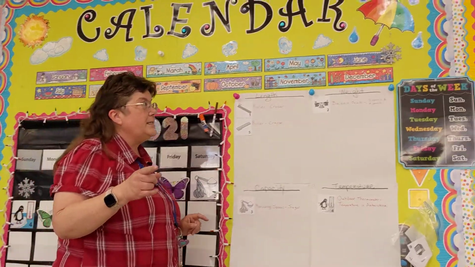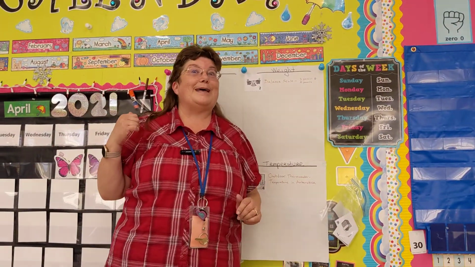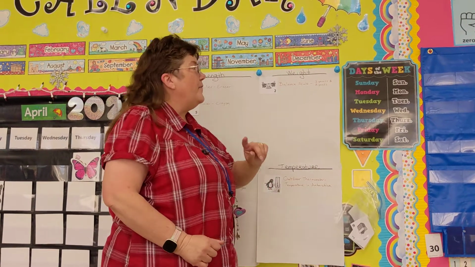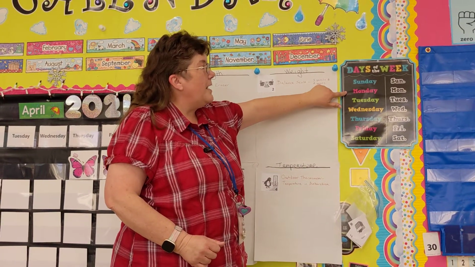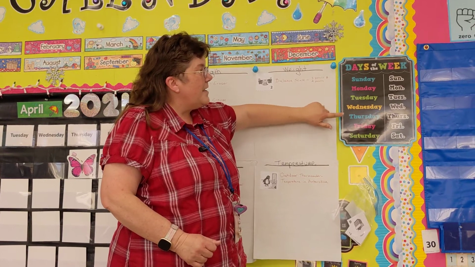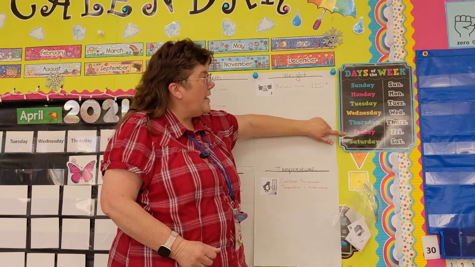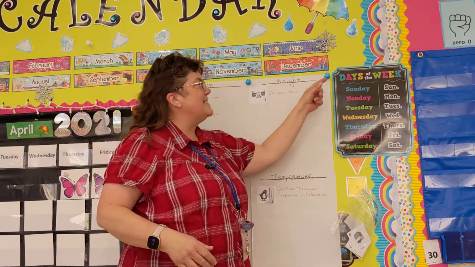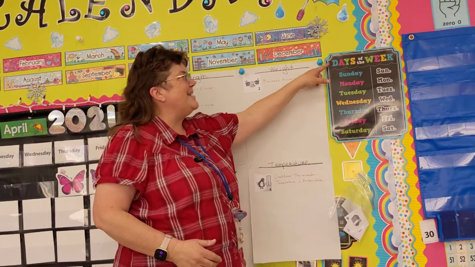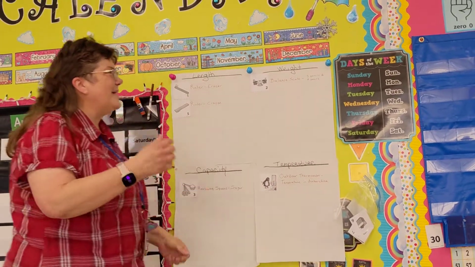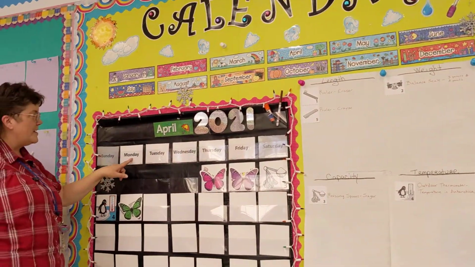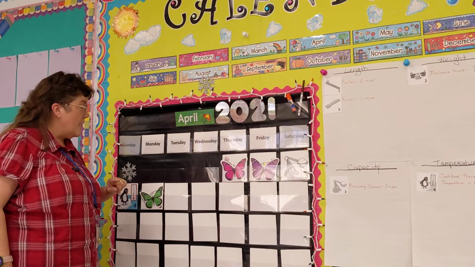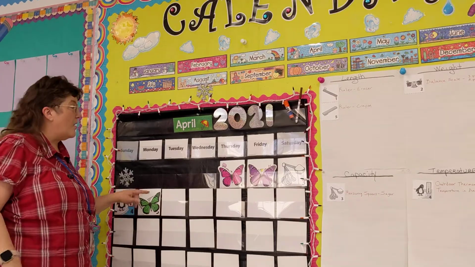Okay, let's do our days of the week, and then we'll go look at that really cool new calendar. Okay, are you ready? Here we go. There's Sunday and there's Monday. There's Tuesday and there's Wednesday. There's Thursday and there's Friday. And then there's Saturday. Days of the week. There's Sunday and there's Monday. There's Tuesday. That's the day we're on. We are here on Tuesday because we had yesterday off.